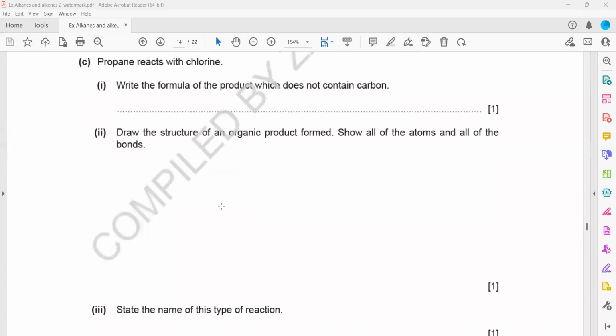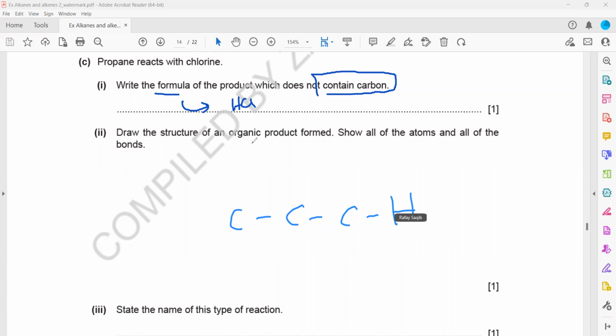Next question: propane reacts with chlorine. Write a formula for a product which does not contain a carbon atom. HCl. Here you need a formula, so you should write HCl. Don't write hydrogen chloride. In the previous question they asked for the name of a compound which does not contain carbon; here they ask for a formula, so you should write HCl. You are not supposed to write hydrogen chloride.